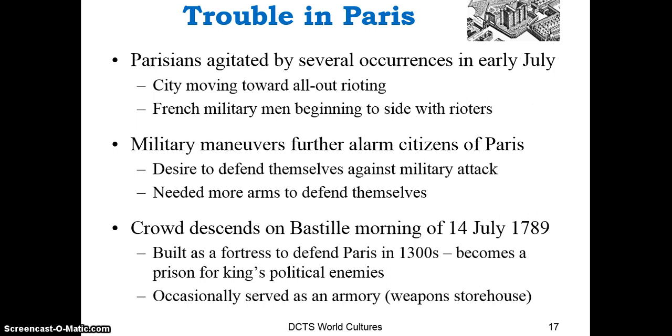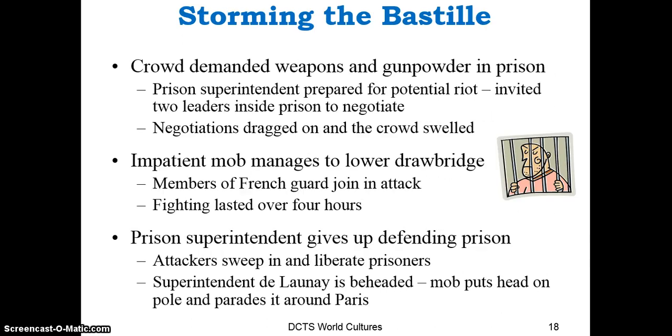Built as a fortress to defend Paris in the 1300s, it has now become a prison for the king's political enemies. Occasionally, it served as an armory or a weapons storehouse. The story of the Bastille: a crowd demands weapons and gunpowder in the prison. The prison superintendent, prepared for a potential riot, invited two leaders inside the prison to negotiate. Negotiations drag on and on and on, and the crowd is going to start swelling up, and it's going to become more agitated the longer they have to wait.